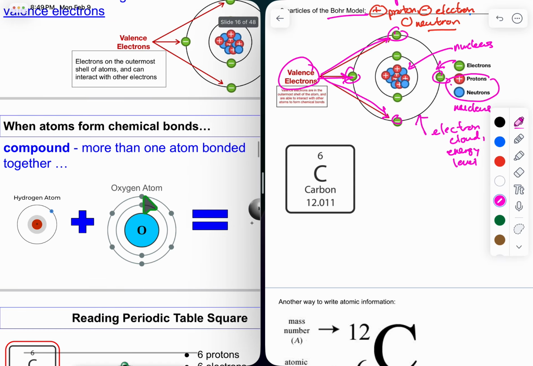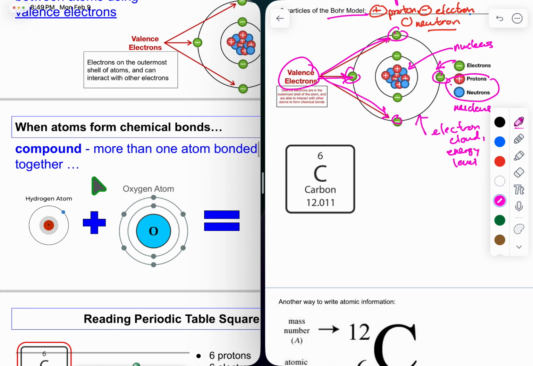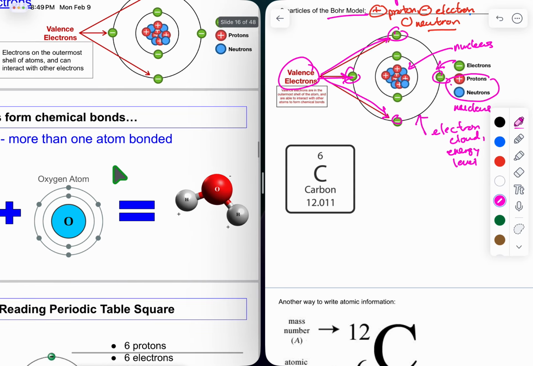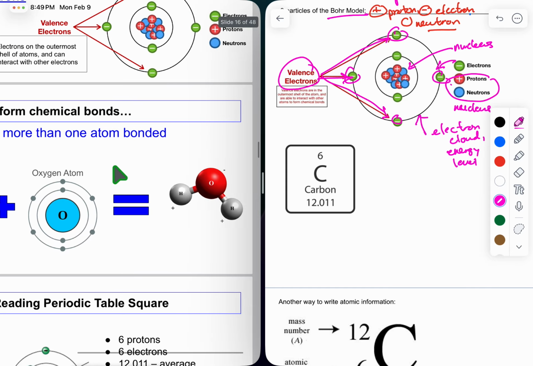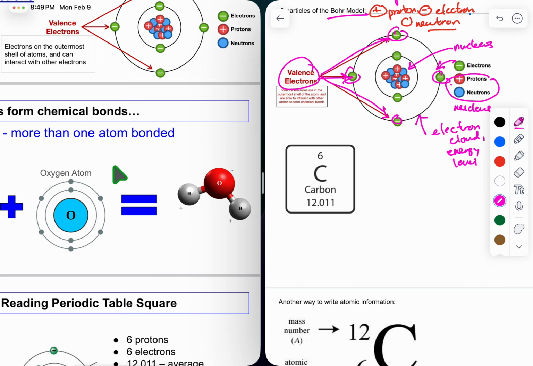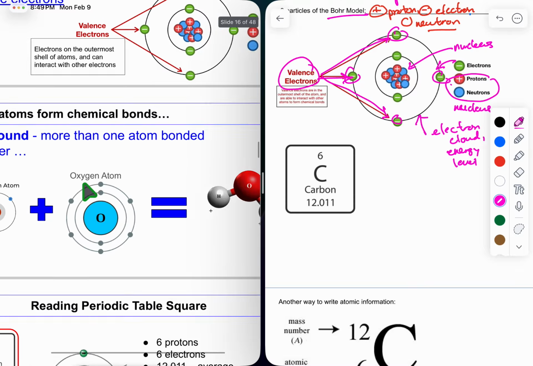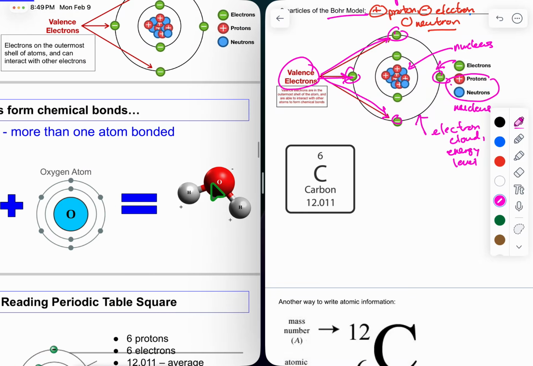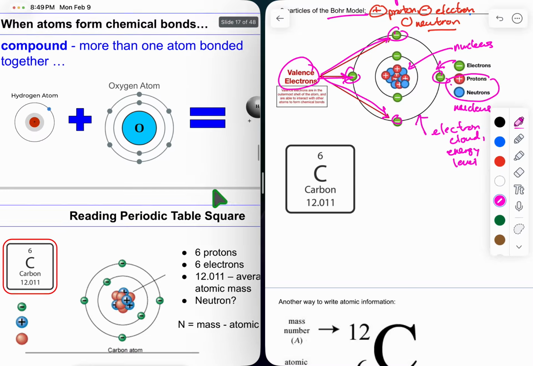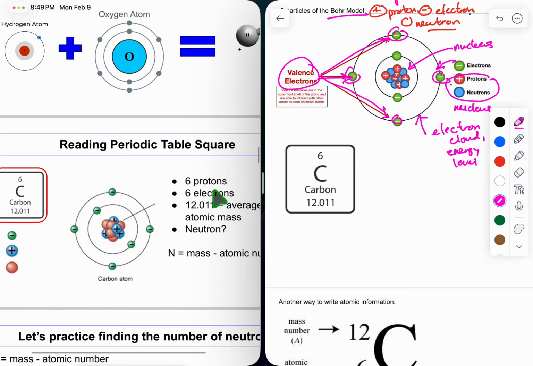So there's another vocabulary you need to know. What's a compound? A compound is when you have more than one atom bonded together, and they have to be different elements. Okay, so that's what a compound is. All right, moving on.